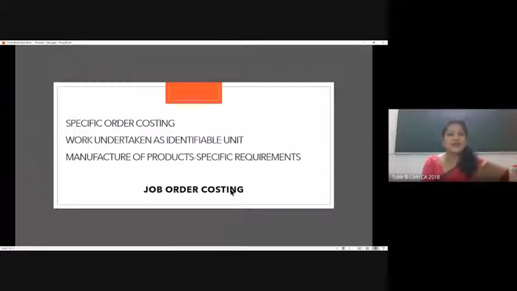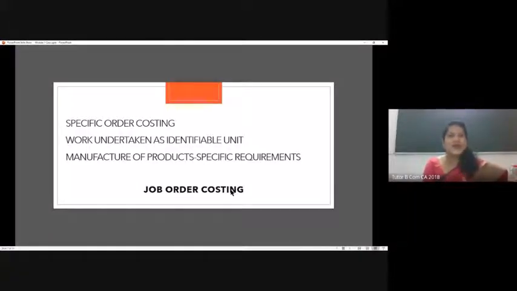In today's class, we would be going with the specific order costing method. Job order costing is the title which we are going to discuss today. I have put 3 points, those are the general features of job order costing. One, it comes under specific order costing.